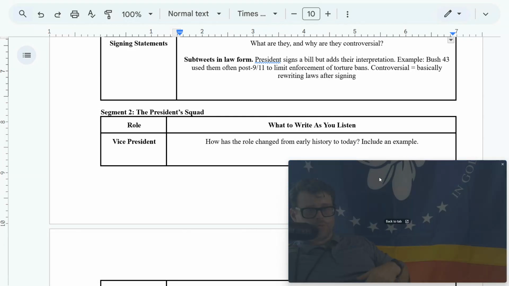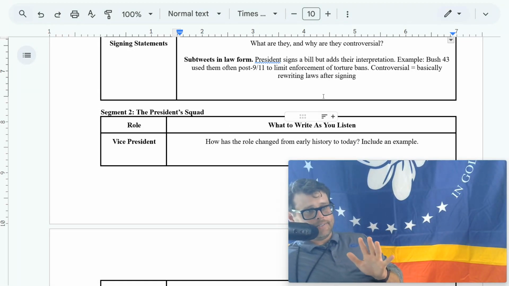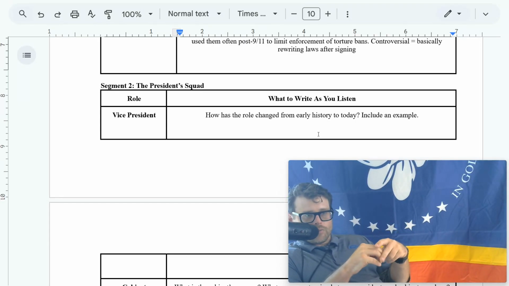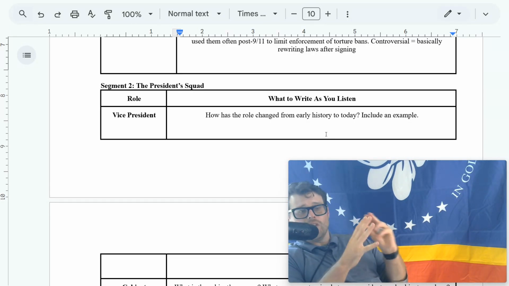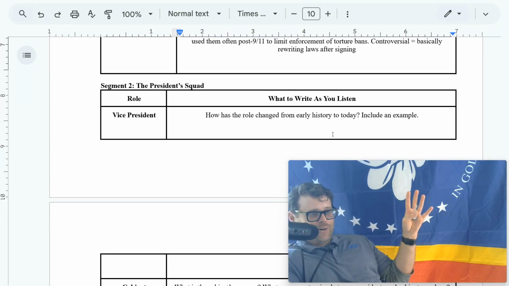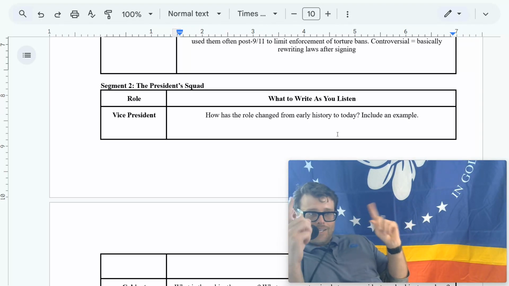All right, segment 2. The presidential squad. We got to talk about who works underneath the president and helps him run his branch. Eventually her, right? When a female wins, which will happen eventually. Now, let's be real. No president is out here soloing the mission on their own. They've got a squad, and I mean the ultimate squad, right?